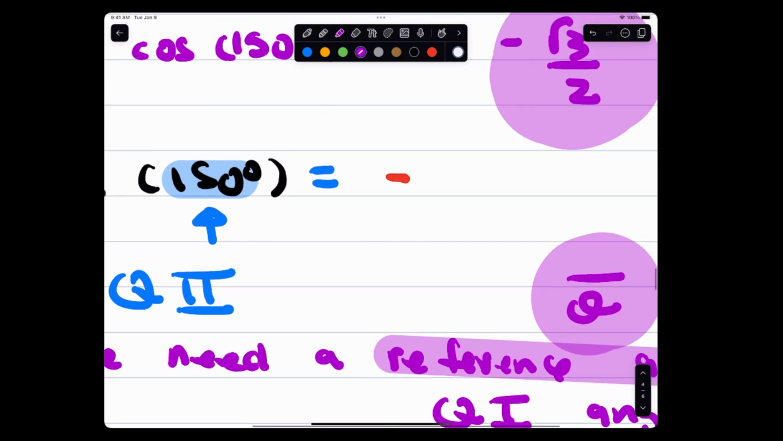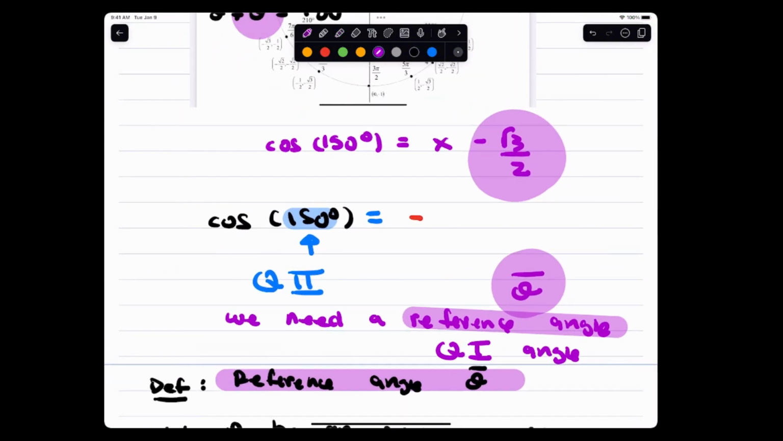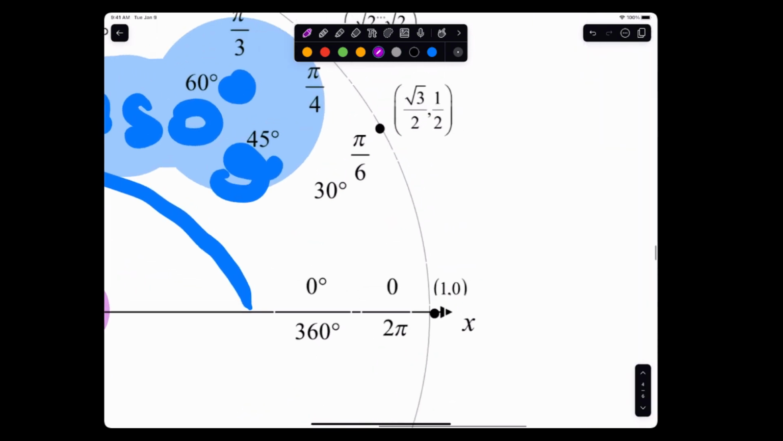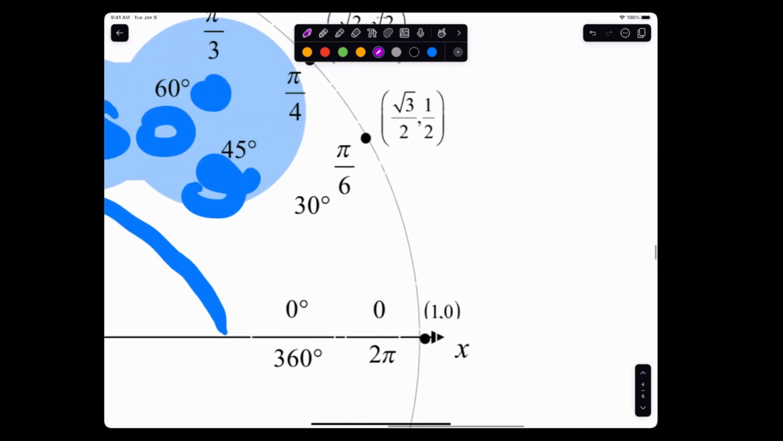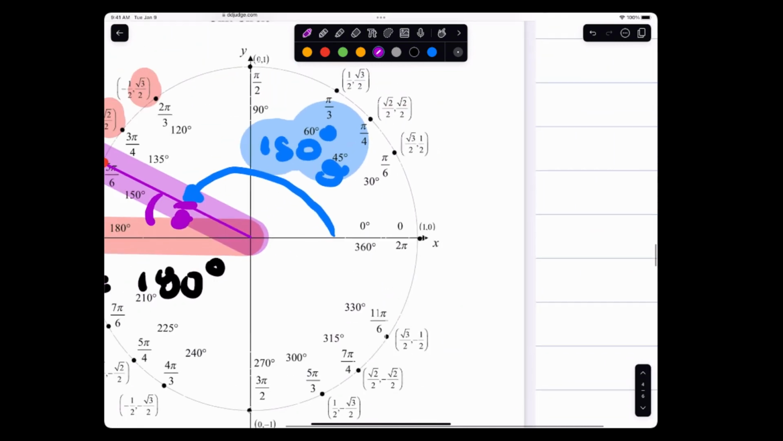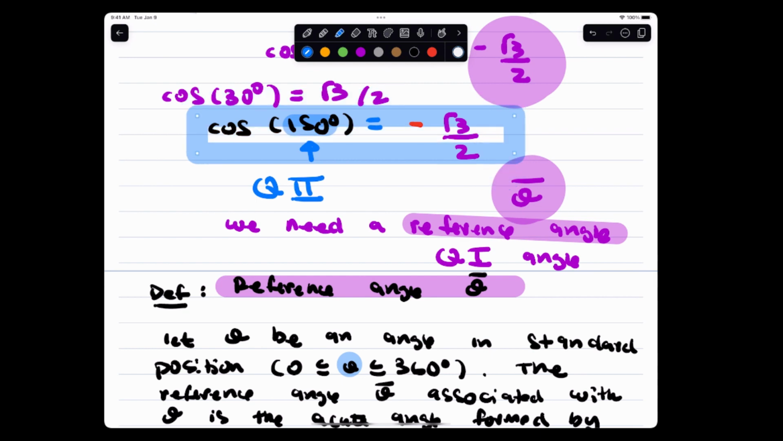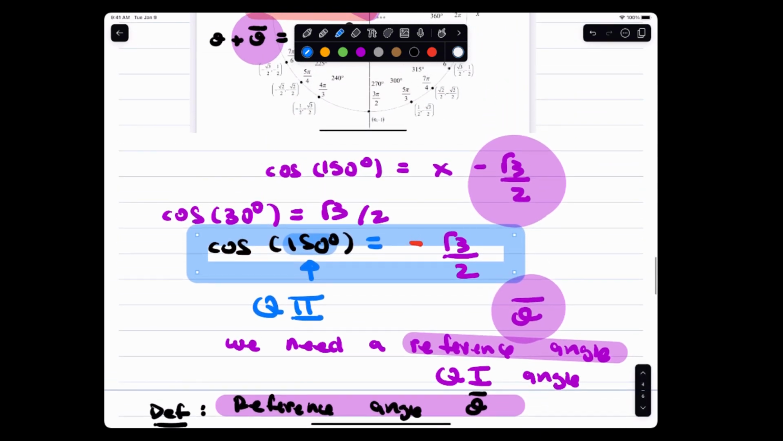So if I know cosine of 30 degrees, and I do, you might say, how do I know what cosine 30 degrees was? Well, what is cosine 30? It's on our picture. Isn't that positive square root of 3 over 2? Quadrant 1? Okay. So if I know this, what's my final answer? Negative square root of 3 over 2. So you're using now the reference angle information. So cosine of 150 is negative square root of 3 over 2.